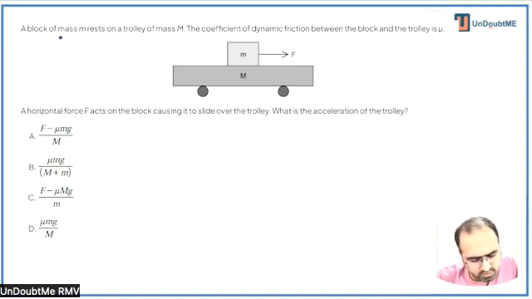A block of mass m rests on a trolley of mass M. The coefficient of dynamic friction between the block and the trolley is mu. A horizontal force F acts on the block, causing it to slide over the trolley. What is the acceleration of the trolley?